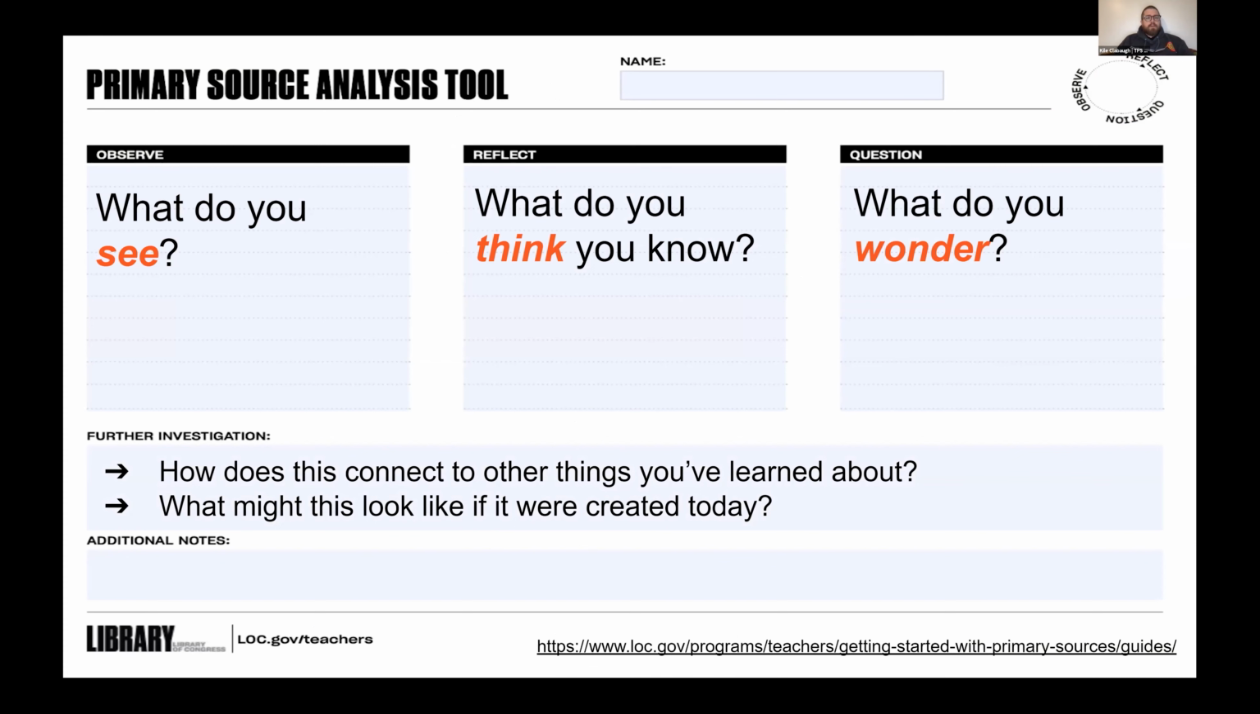So this is the primary source analysis tool that Keith had mentioned earlier. This is really a foundational activity that's meant to be done over and over and over again. So it instills those thinking skills in your students in order for them to compartmentalize their analysis when they're viewing. It's really just 3 basic steps. It's what do you see, what do you think you know, and what do you wonder? When we break those apart, we're able to see different things that we wouldn't otherwise see if we were just viewing it and coming to a conclusion right away.